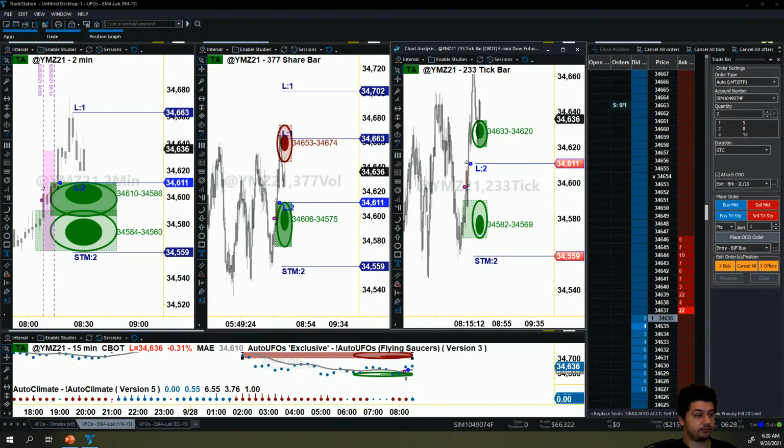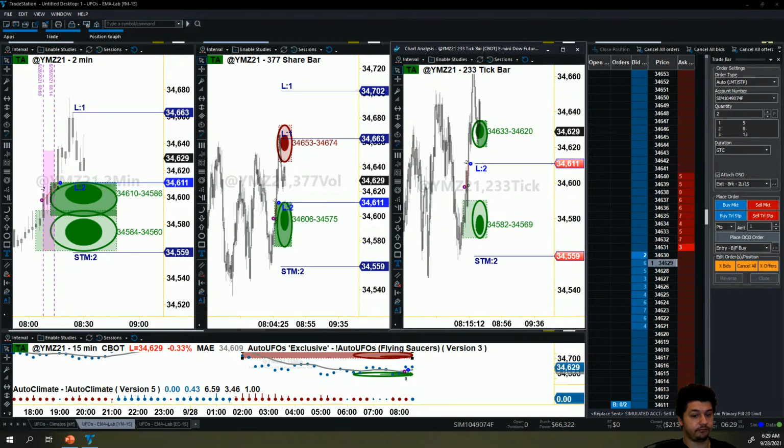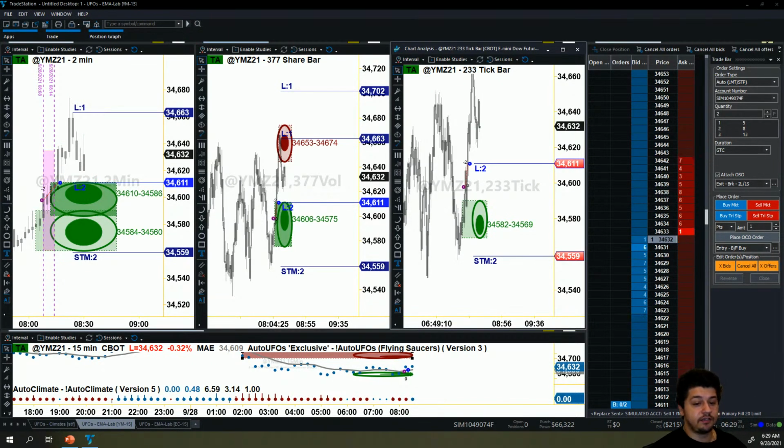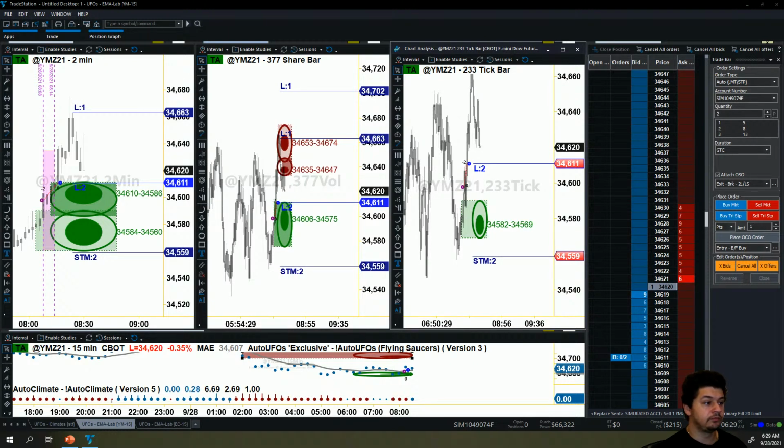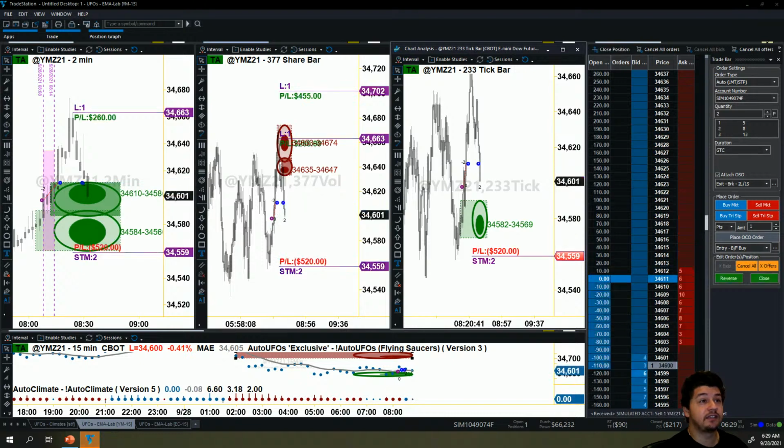Okay, let's see what we can get. The open's a minute away. Let's see if we can get some movement down, movement up, whichever way it's going to go. Let's see what's going to happen. Oh, come on. A few ticks away. There it is. We're in.